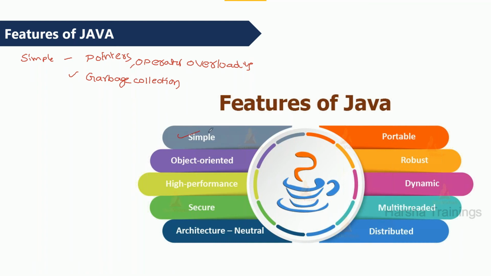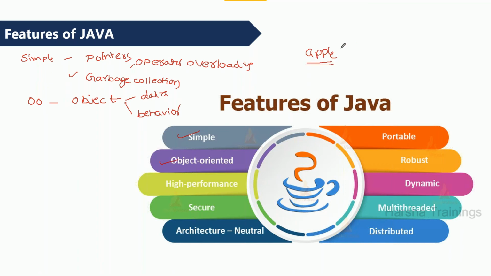So simple is clear. Now, object oriented, the basic thing. Java is an object oriented programming language. How can you say that? In Java, everything is treated as object. Each and every object contains data and behavior.